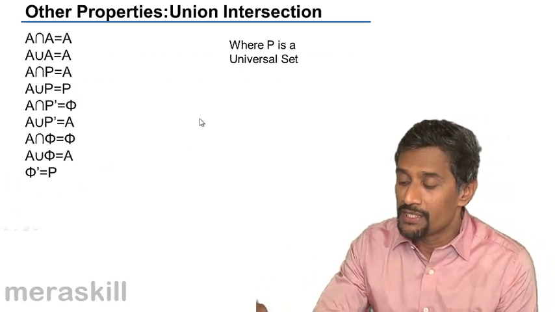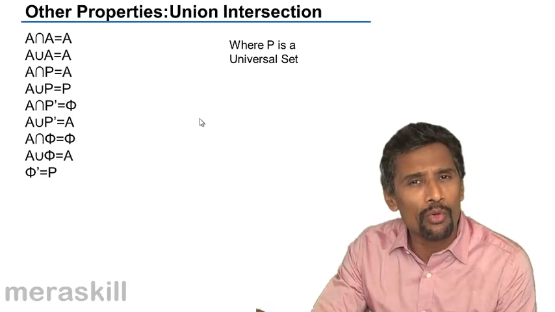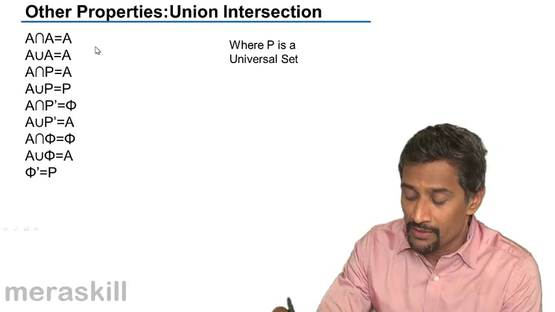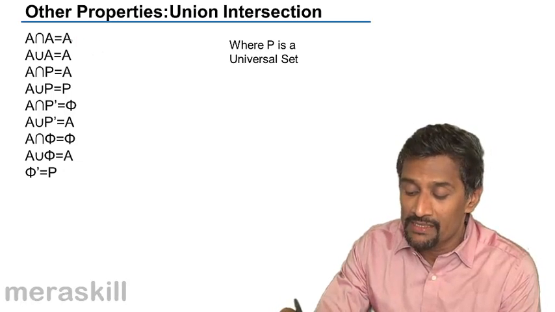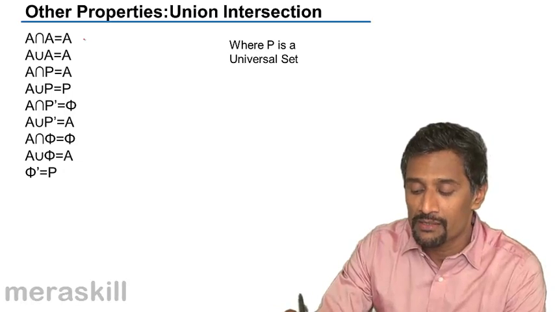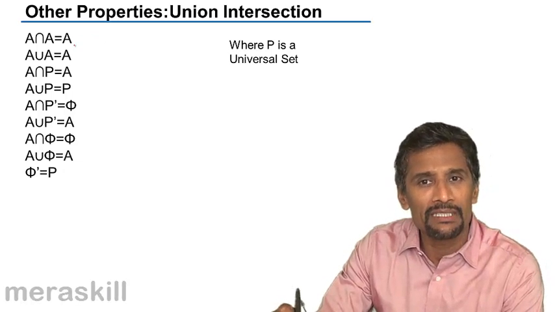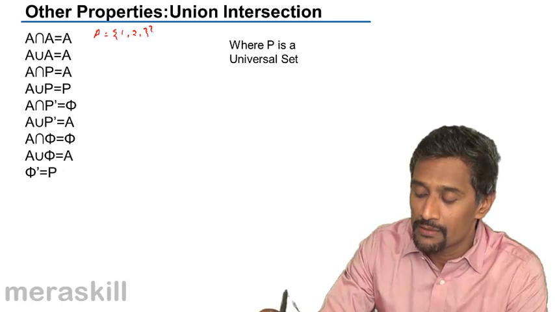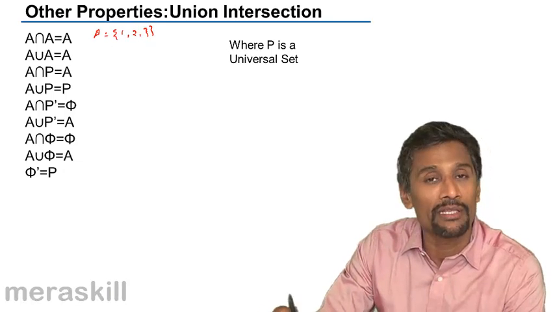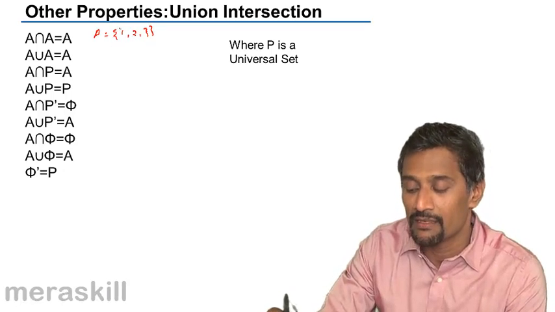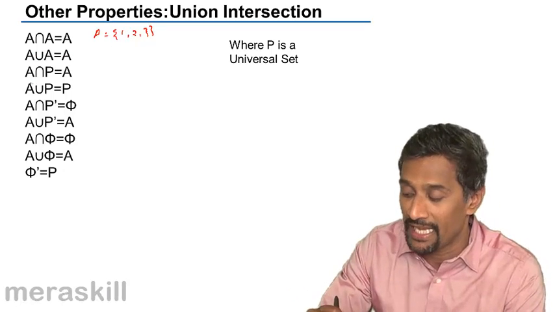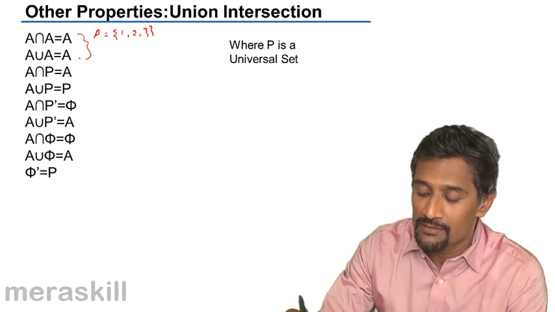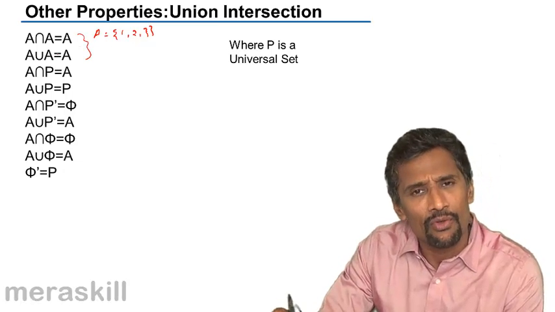Other properties of union and intersection. We'll be doing more examples of Venn diagrams in the following few parts. So A intersection A is A, which means a set combined with itself will have, say for example, A is 1, 2, 3. So A intersection A means all the elements common to A and A itself is A. Similarly, A union A is going to be A. So both these, A union A, when you combine a set with itself, you get the same set.